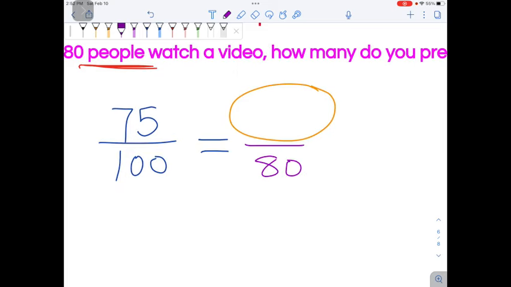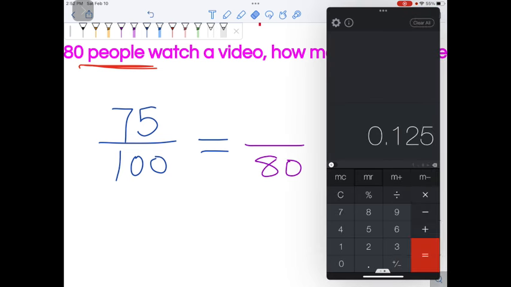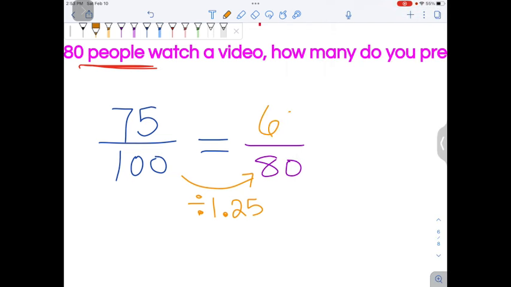This isn't just a simple times or divide problem. Right? Times 2 gets me 200. Divide by 2 gets me 50. This one is really tricky. All right, but I can still use a calculator to figure this out. If I do 100 divide by 80, it's going to tell me the number I need to divide by. So here we go, divide by 1 and 25 hundredths. Clear my calculator, 75 divided by 1 and 25 hundredths is 60. So I'll write a 60 here.